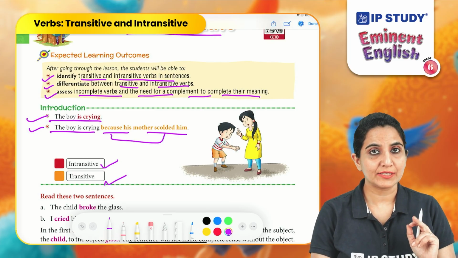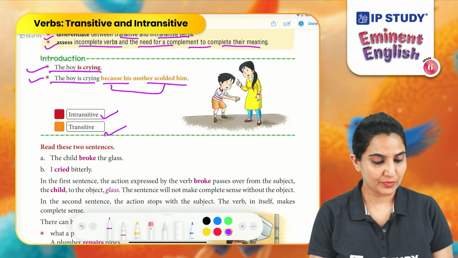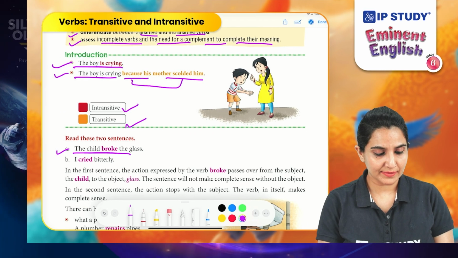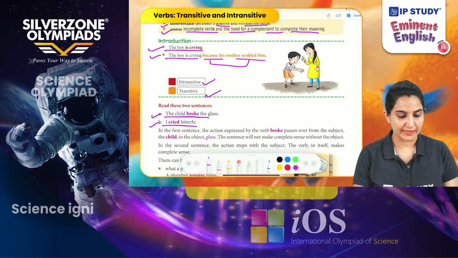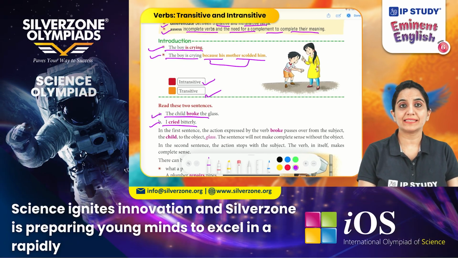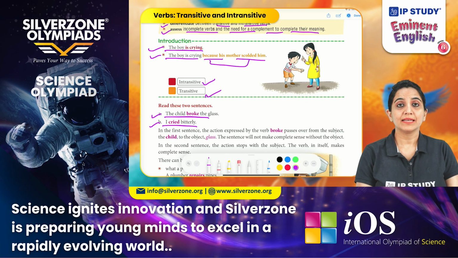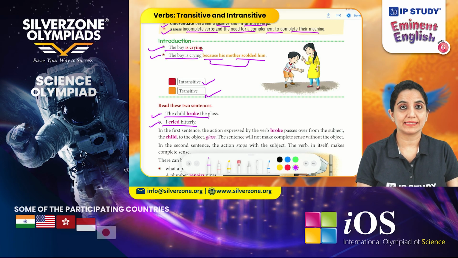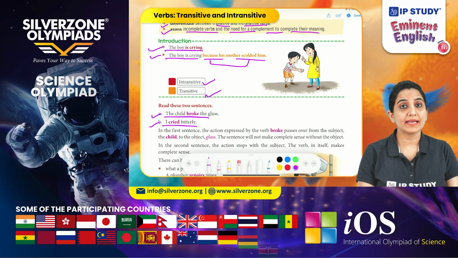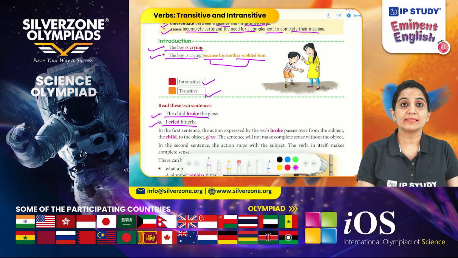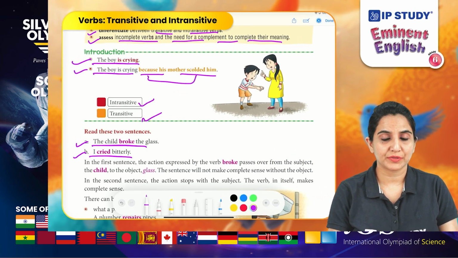Let us study these two sentences. The child broke the glass. I cried bitterly. Now, in the first sentence, the child broke the glass, that means we have the object in this sentence. In the second sentence, I cried bitterly, we do not have an object.